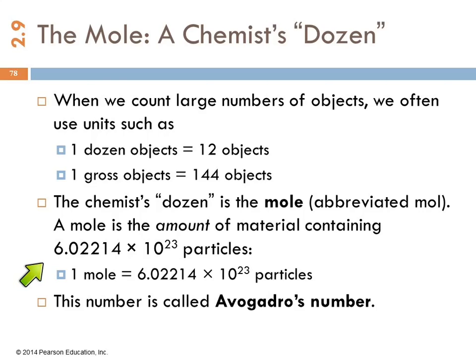But a mole is just a particular number of things. It's 6.02214 times 10 to the 23rd particles. And we usually just use 6.022 because that's 4 sig figs, and that's good enough for most things. So 1 mole is equal to this many particles. And this is called Avogadro's number because of the work that Avogadro did, which led to us being able to calculate this number. And so it's named in honor of him.